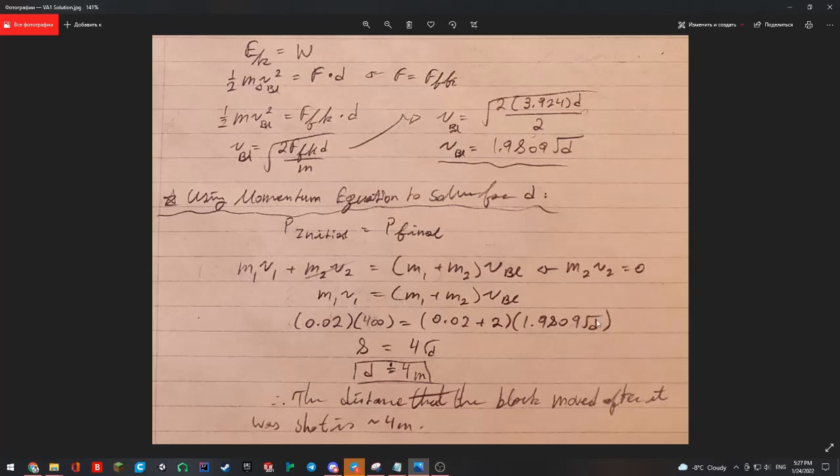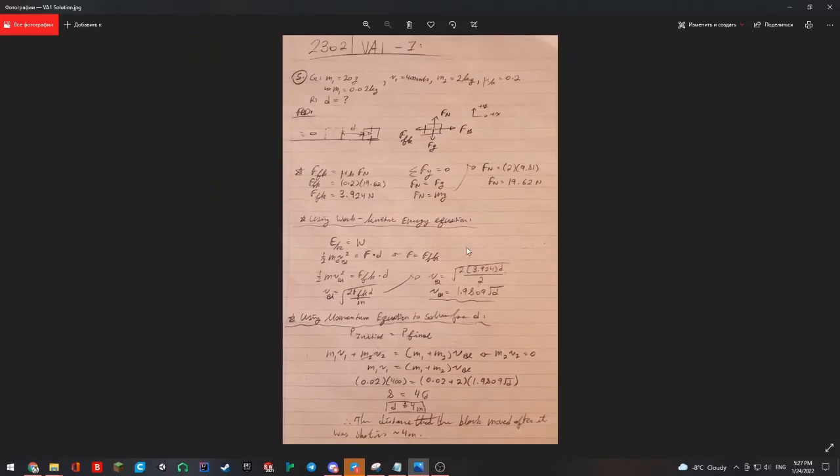After subbing in what VBL equals down here, we can simplify and see that D equals around 4 meters. If we round to the nearest whole number, it equals 4 meters. So we know that the distance the block moved after it was shot is around 4 meters. And that is the solution to the fifth problem.